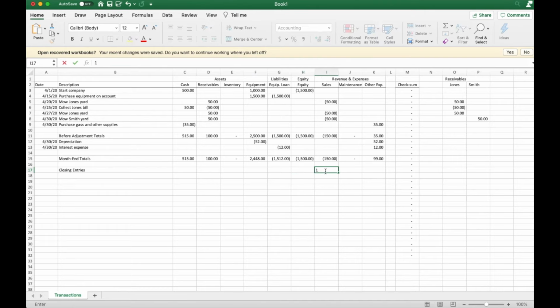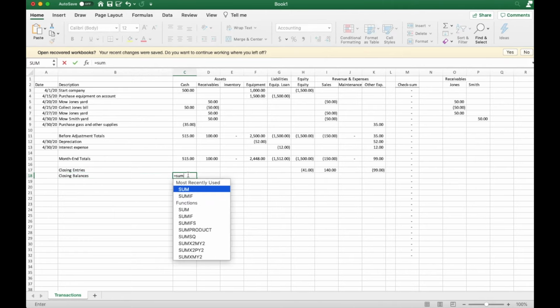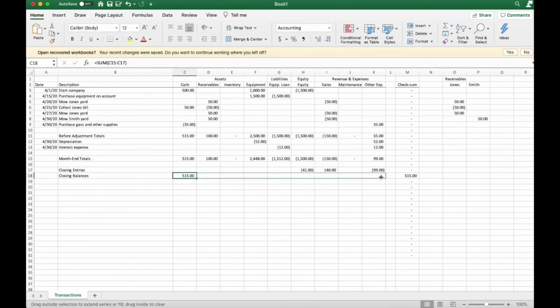We're going to close those out, which means I had, that is my net income for the period. So I take sales and other expenses, I record the opposite as what's in there, that makes them 0. So my closing balances here, for my assets and liabilities, should be the same except for equity, which should go up because I made money this period. And then my sales and expenses should go away.